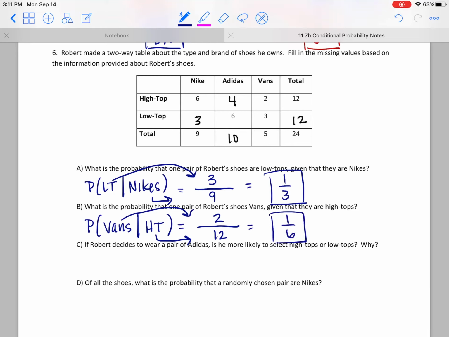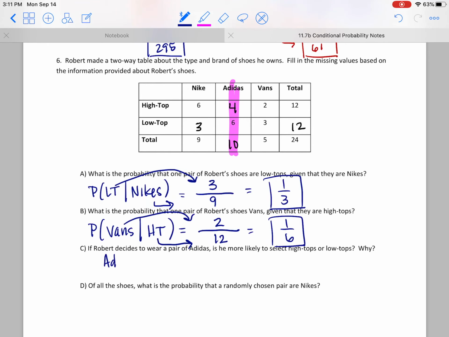Okay? How about if Robert decides to wear a pair of Adidas, is he more likely to wear high tops or low tops? So this is in a way a conditional probability. It says he's deciding to wear a pair of Adidas. That means we are only going to be looking at this column of shoes. So in the Adidas column there, is he more likely to select high tops or low tops? Well, the probability of Adidas high tops would be 4 out of 10.